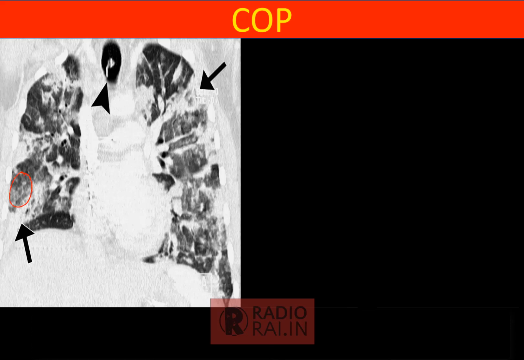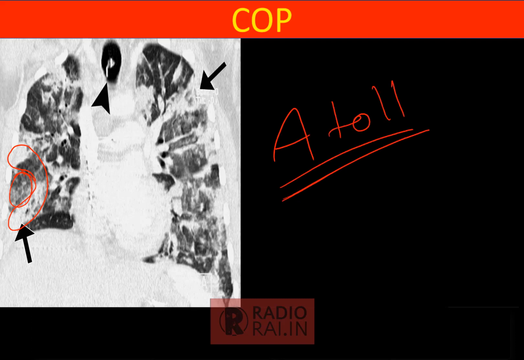We can see here the ground glass opacity surrounding the consolidation. It's nothing but the atoll sign. We call it the atoll sign or the reverse halo sign. Normally, in a condition where there is consolidation with surrounding hemorrhage, like in invasive aspergillosis or a tumor which has bled, we can see outside ground glass opacity with central consolidation. That is called a halo sign.